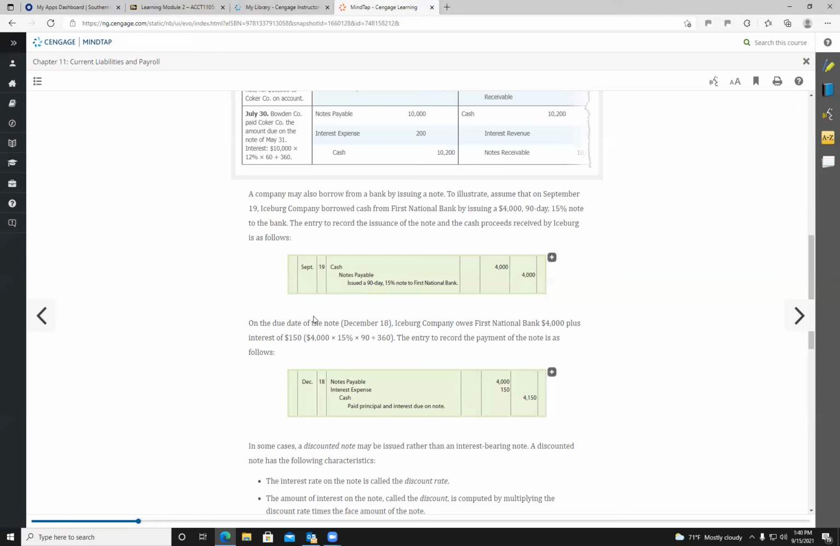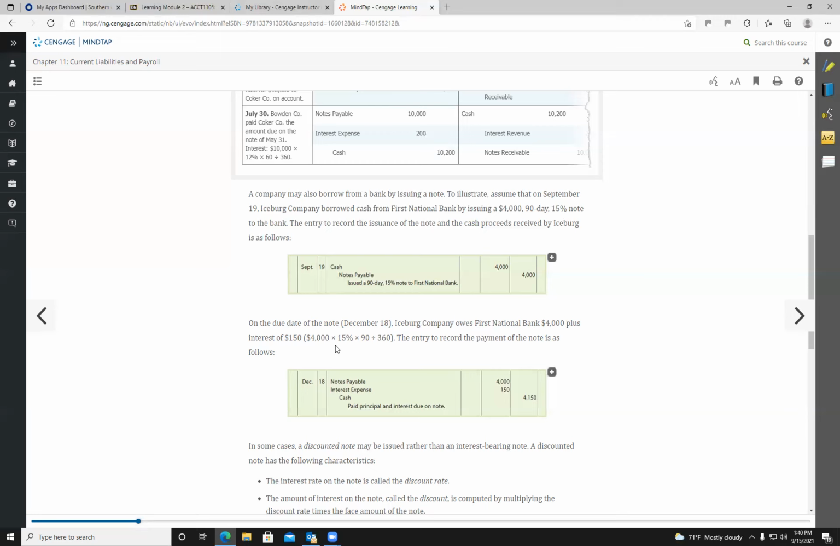Now, on the due date of the note, Iceberg Company owes First National Bank $4,000 plus their interest. And again, interest is calculated the same way. All right, it's a 90-day loan. So we know that this is going to be 0.25 or 25%. But let's go ahead and calculate this out. 4,000 times 15% is $600. Okay, so that would be the total interest based on if it was full year.